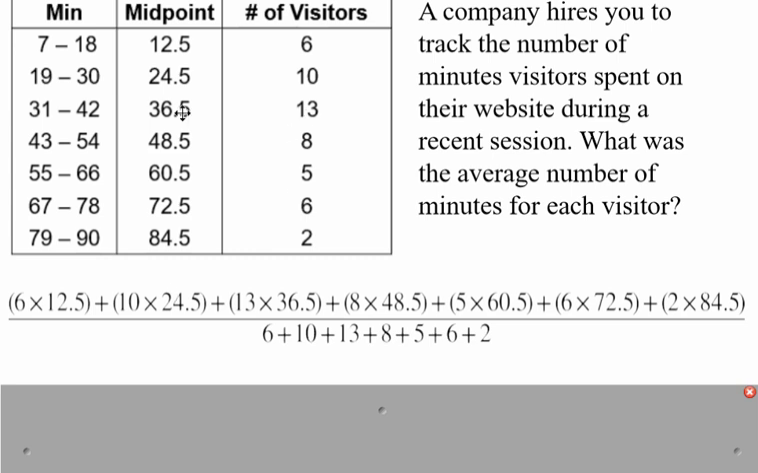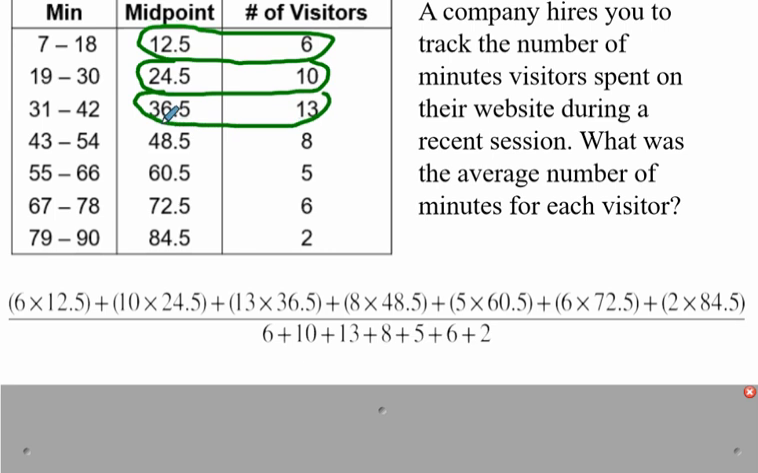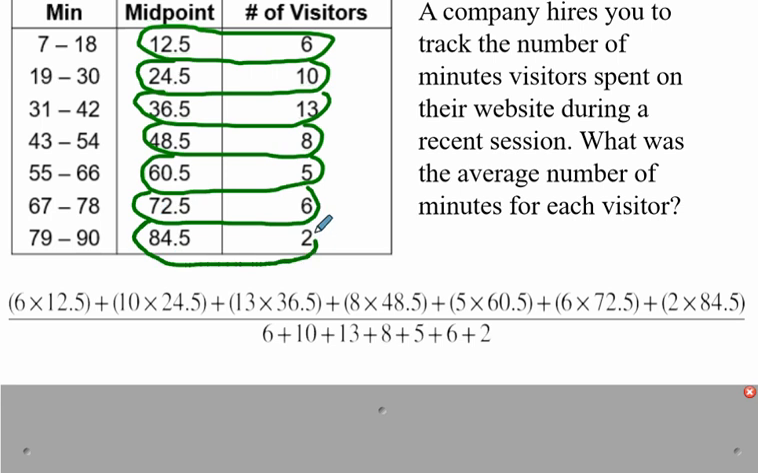13 people spent 36 and a half minutes. So 13 times 36.5. You're seeing all I'm doing as I'm going down is taking this and multiplying it by the number of visitors. 24 and a half times 10. 36 and a half times 13. I'm just going down the chart, multiplying the value by how many people actually did it, the frequency. And I get how many minutes in total. Each of these, the units are minutes.